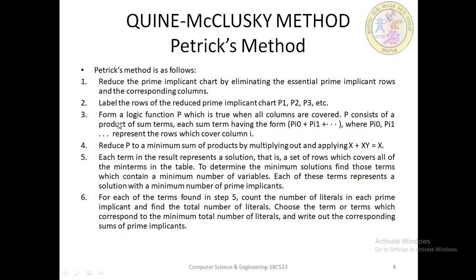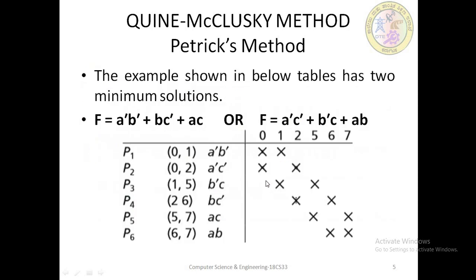Then form a logic function P which is true when all the columns are covered. P consists of a product of sums of terms, and all of these sums should always be equal to 1, which is already known to you. Reduce P to a minimum sum of products by multiplying out and applying the rules. We will come across this in future problem solving. Each term in the result represents a solution, that is, a set of rows which covers all the minterms in the table.